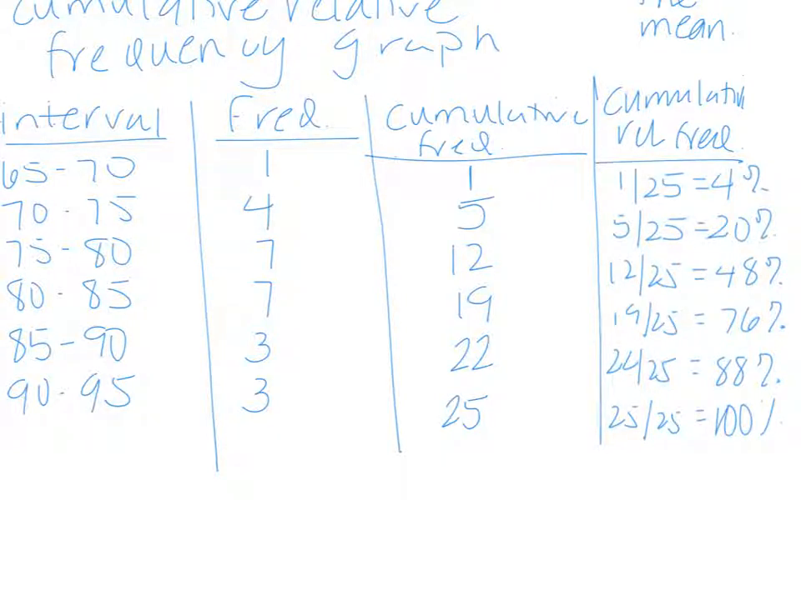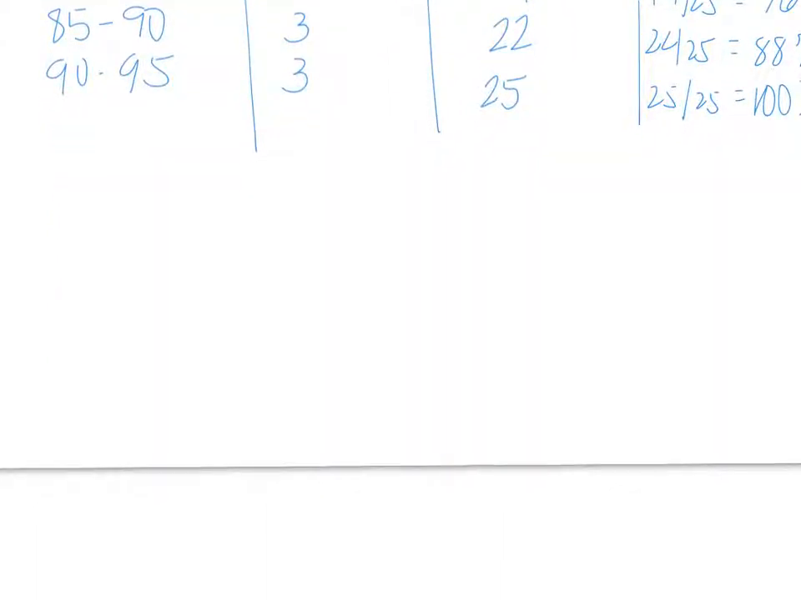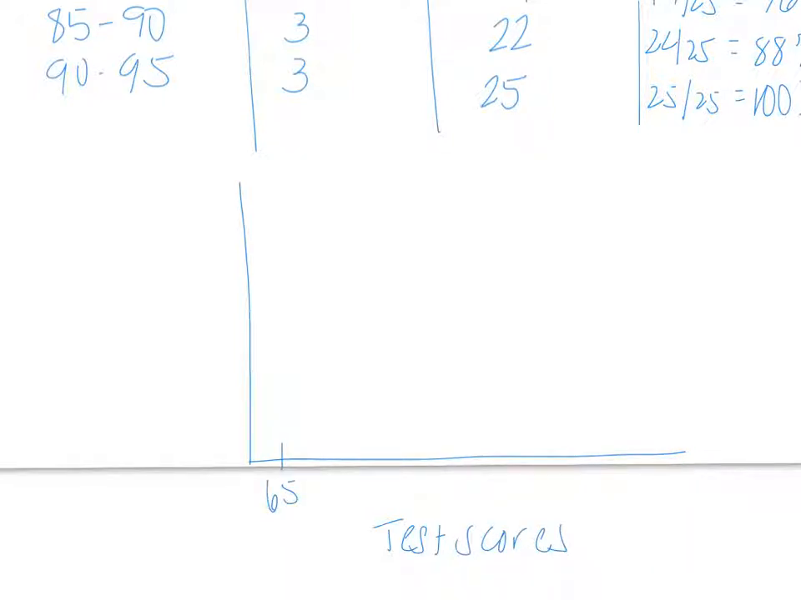Okay, and so what I'm going to do is I'm going to take these cumulative relative frequencies and use them to display the information from this particular set of data. So what we're going to do is we're going to start by constructing two axes. Okay, along the x-axis, I'm going to put my intervals, which in this case are the test scores. And so I'm going to run from 65 up to 95, simply counting by 5s.